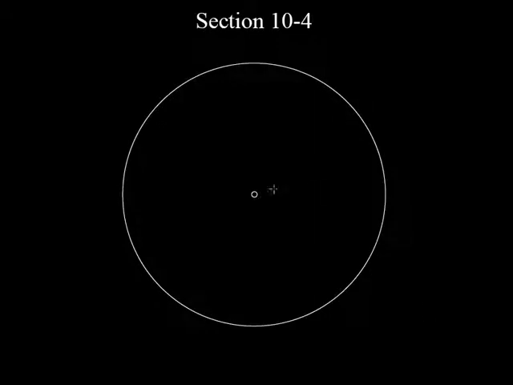Okay, let me just review really quick here. Do you remember what this angle was called right here? We had a special name for that angle. What was it? The actual angle. Somebody, I heard it. Central angle. Okay, why is it the central angle?